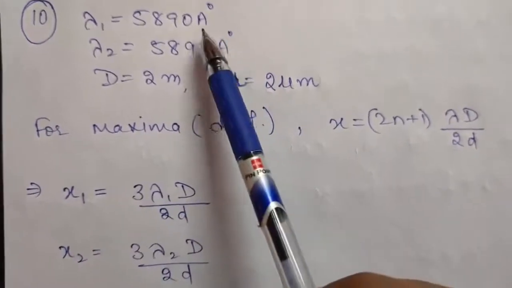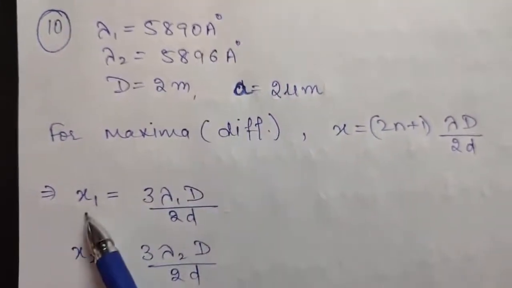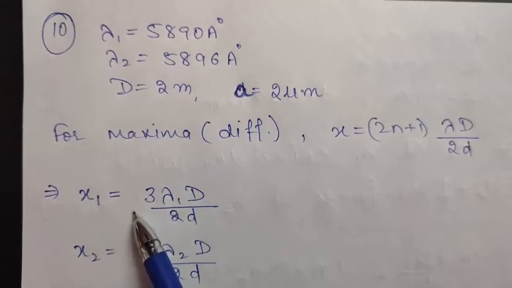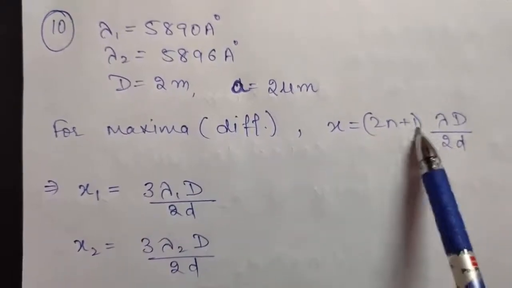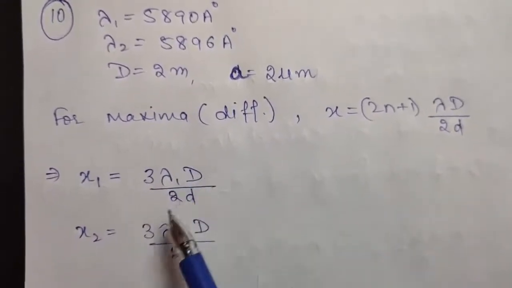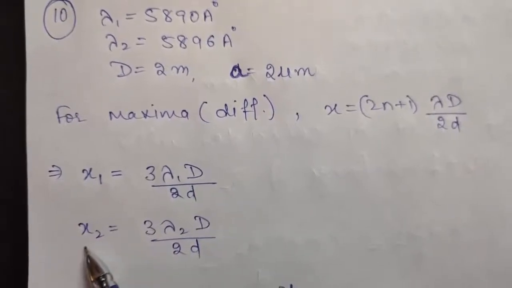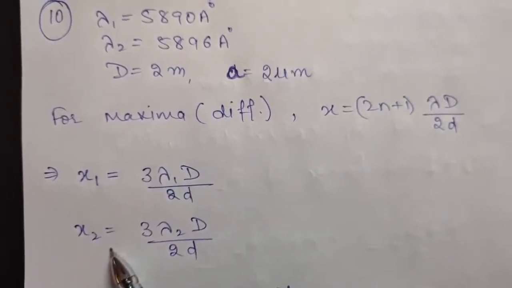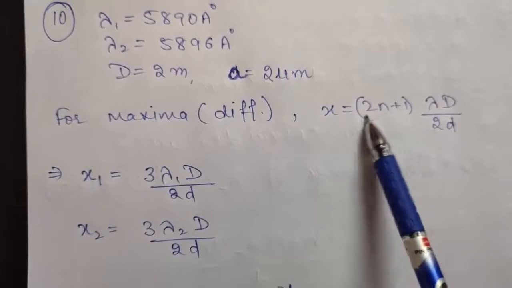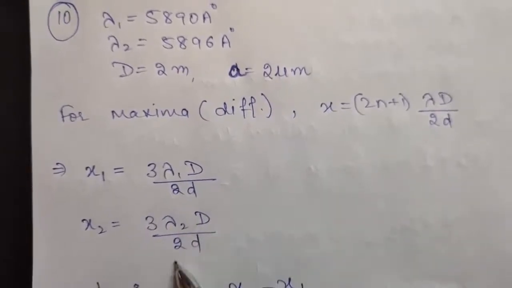To calculate for this one, I am taking the distance to be x1. That will be equal to, if n is 1, this will become 3. So that will be 3 lambda 1 D by 2a. Similarly, for the second wavelength, I am denoting the distance by x2. Again putting n equal to 1, this will be 3, that is 3 lambda 2 D by 2a.